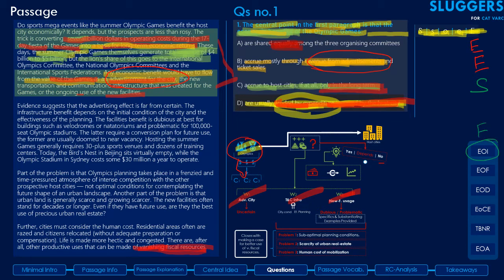Okay, by the way, about this box here, EOI, EOF, EOD, EOC, TBNR, and UA, these are basically the various types of errors, the various types of incorrect options that you may come across in an RC. And again, we're going to have a theoretical session that explains this to you in detail. For now, we'll stick to the RCs, but don't worry, we'll have a theoretical session that explains all of these details to you.